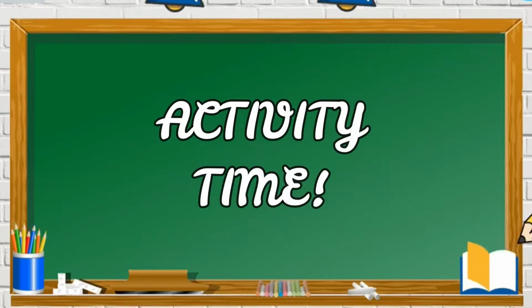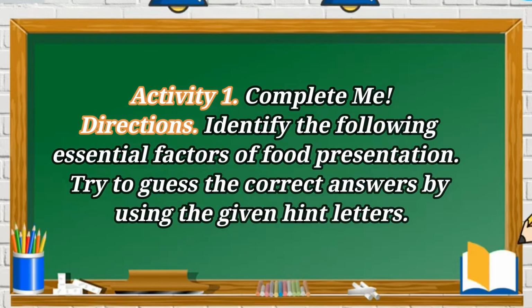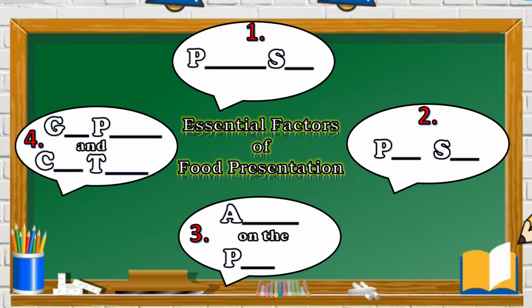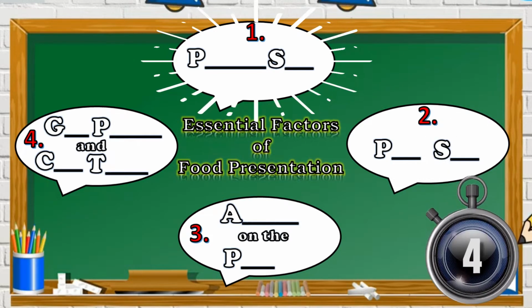Now let us have an activity to test if you really understand our lesson. This activity is entitled Complete Me. The direction is to identify the following essential factors of food presentation. Try to guess the correct answers by using the given hint letters. The hint letters in number 1 are letter P and letter S. What do you think is the right answer?